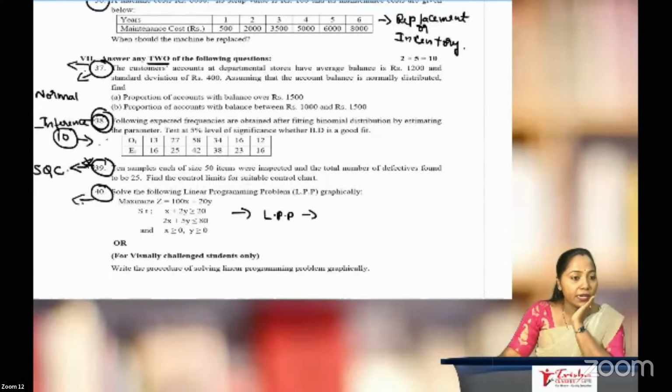Question number 38, as I told, there are 10 sets of test statistics. Any one could be asked. Those students who are thorough and for whom the test statistic is easy to identify, you can study all the formulas over there. You can attempt question number 38 also.